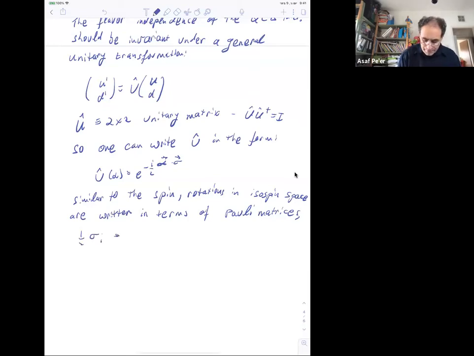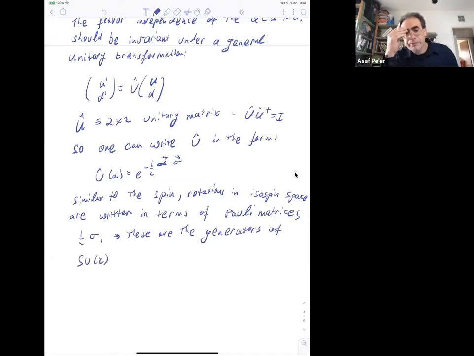Right? These are generators of the SU(2) symmetry group.